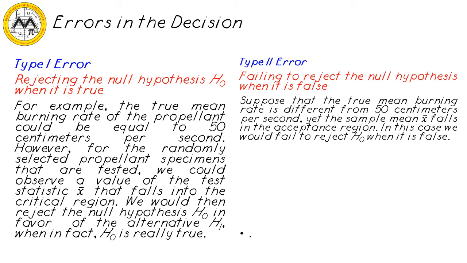However, for a randomly selected sample of propellant specimens that are tested, we could observe that the value of the test statistic x bar falls into the critical region. We would then reject the null hypothesis in favor of the alternative H1 when in fact H naught is really true.